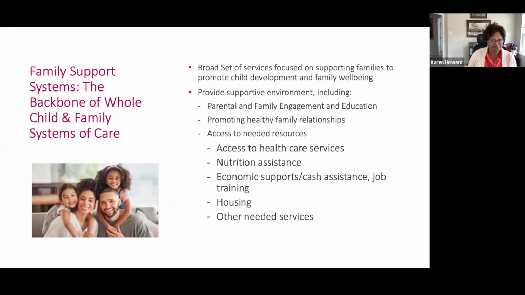I want to thank Build first, really shining a light on family support in the context of whole child, whole family, and whole community. I'm also so glad to be here with such an esteemed panel. I really can't wait to hear from them as well. But want to jump in and say family support is really the backbone of a whole child, whole family system. And why do I say that?